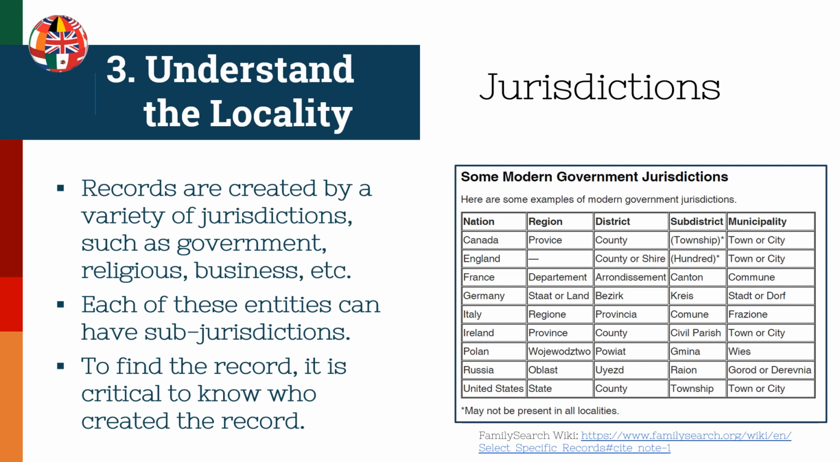Records are created by a variety of jurisdictions, such as government, religious bodies, and businesses. Each of these entities can have sub-jurisdictions. To find the record, it is critical to know who created the record and where it is kept. Here are some examples of modern government jurisdictions, showing the national, regional, and local levels a researcher needs to be aware of.